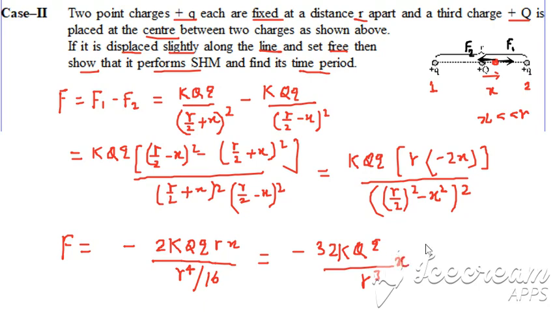Looking at this force, we can claim this is going to be SHM. We can call this constant k dash, so the time period will become 2 pi under root m by k dash. That's the answer.